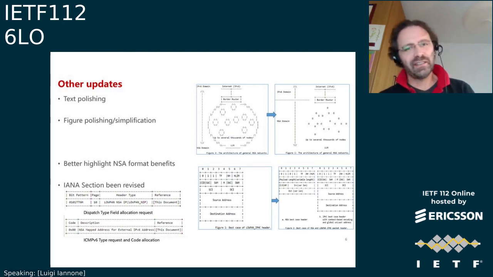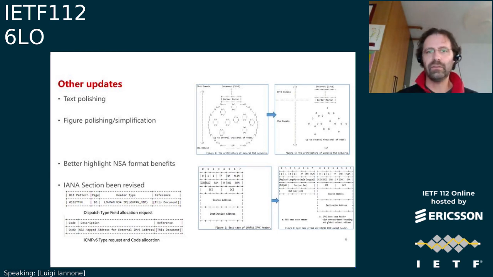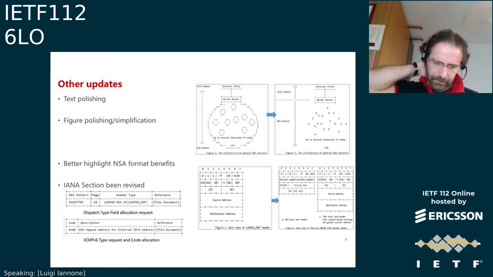The usual stuff when you revise a document is to polish the text. We tried to polish or simplify the various figures that are there, and to better highlight the benefits that the NSA format introduces. The IANA section has been completely revised. This is in line with how the IANA considerations section should be written. So we are asking for some registries, and we start to populate the content of those registries.